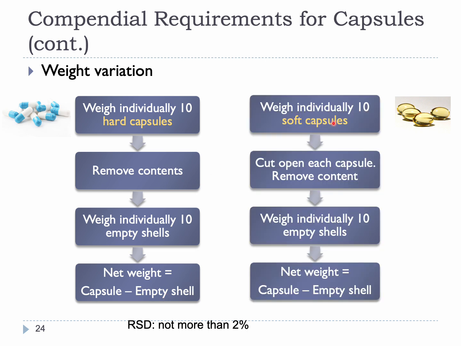For soft gelatin capsules, the process is similar. It is just a matter of removing the content. For hard gelatin capsules, that is not difficult, but for soft gelatin capsules you need to cut to open a hole and then remove the content inside. The procedure is then similar to hard gelatin capsules. The relative standard deviation to meet for capsules is not more than 2%.